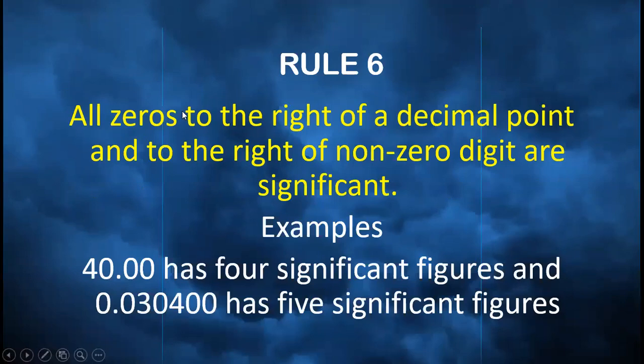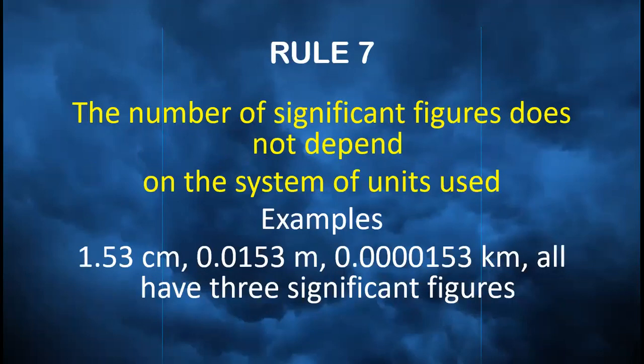Rule number 6: all zeros to the right of a decimal point and to the right of a non-zero digit are significant. Here, to the right of the decimal point, there are two zeros, so these two zeros are significant. Here, this zero to the right of the decimal point has no significance, but these zeros are significant.